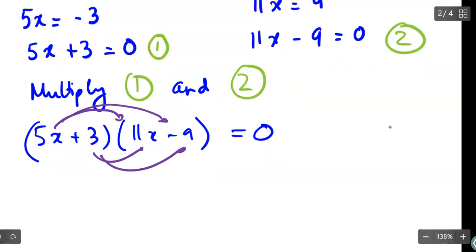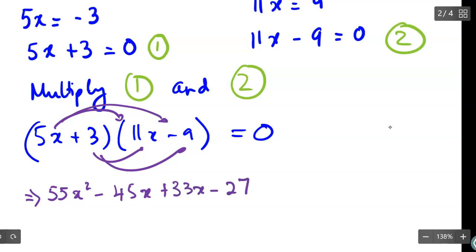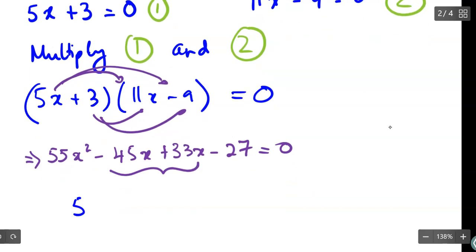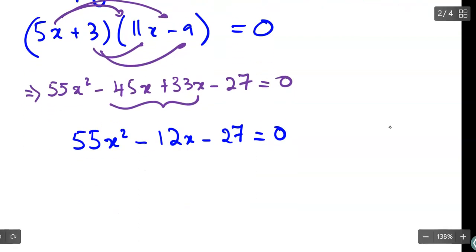So right here I should get 55x squared minus 45x plus 33x minus 27 equal to 0. Combine the two middle terms. I should have 55x squared minus 12x minus 27 equal to 0. Alright, so you can always double check to see if you got this right or wrong. Double check by factoring, or you can use the quadratic formula to figure out the solution for this.